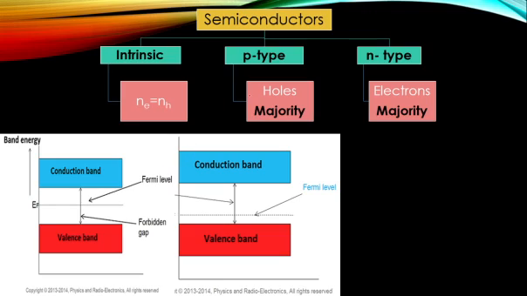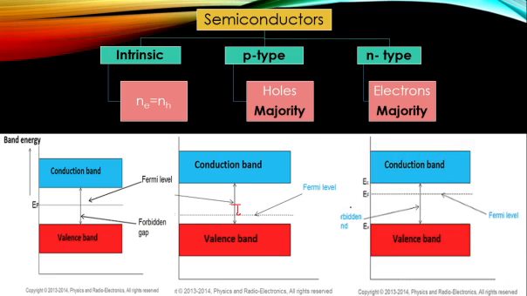But in the case of p-type, there are more holes towards the valence band. So the Fermi level will shift from the middle position towards the valence band. It will lie closer to the valence band. While in the case of n-type, there are more electrons in the conduction band. So the center of gravity, or the Fermi level, will be closer to the conduction band.